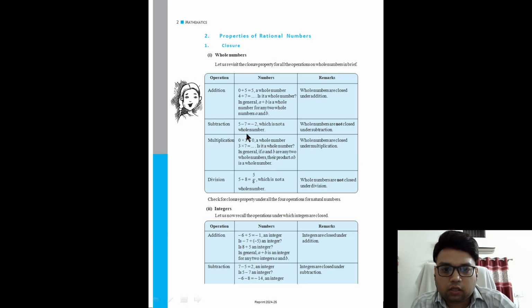But in the case of subtraction, 5 minus 7 is equal to minus 2, but 7 minus 5 is a different value, 2. Minus 2 doesn't equal 2. That's why whole numbers are not closed under subtraction. So when we observed the check for the closure property and all four operations for the natural numbers, we are moving forward.